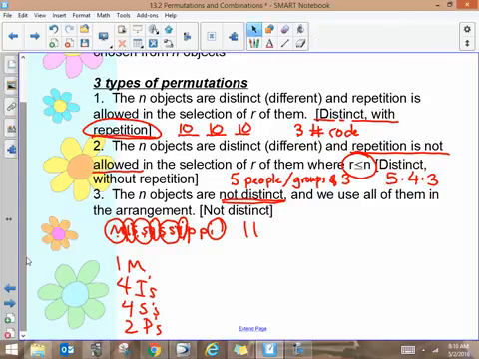We haven't done anything yet. We're just looking at it.